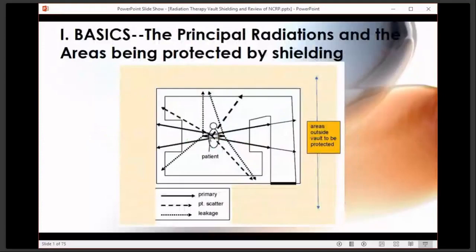The basic thing we're trying to do is protect people, both inside when they're in there, and on the outside. Often the inside is from adjacent rooms, but most important is the area outside of the vault. There are three basic types of radiation in that room produced by some kind of source, usually a linear accelerator: the primary beam hitting the primary barriers, the patient scattered radiation, and the leakage radiation coming out of the waveguide, the bend magnet, the targets, and other areas.